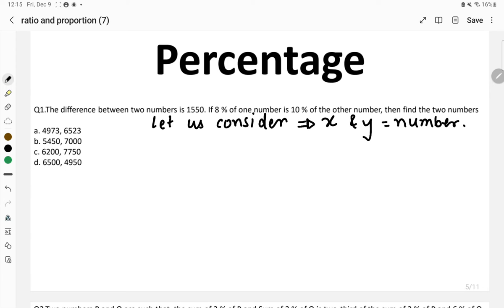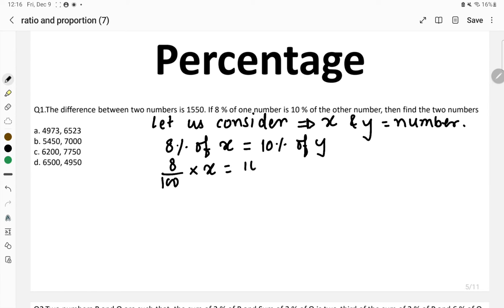These are the two numbers that we don't know, we have to find them out, right? What is given? 8% of one number, let us consider x, is equal to 10% of another number, that is y. We have to calculate x and y. As we know, 8% denotes 8 upon 100. Write it down: 8 upon 100 of, means into, x is equal to 10 upon 100 into y.